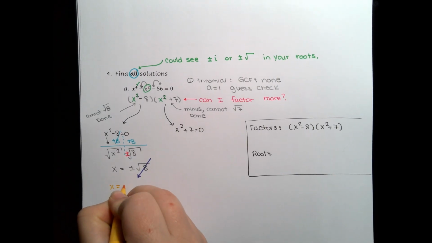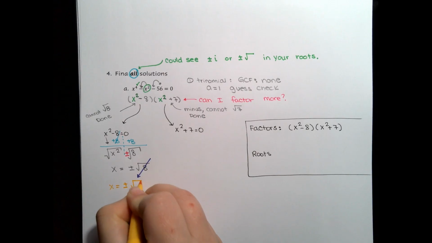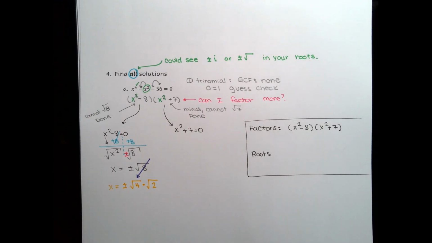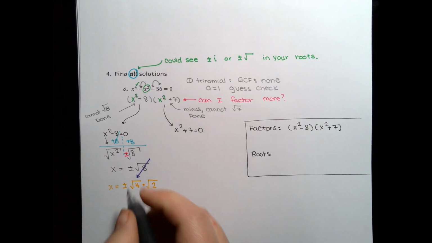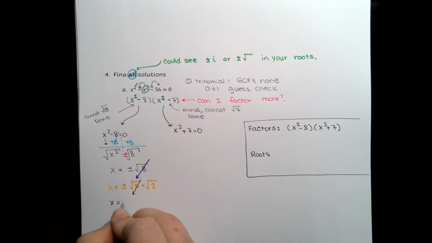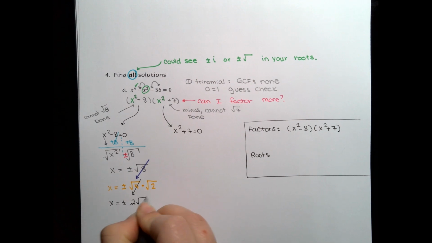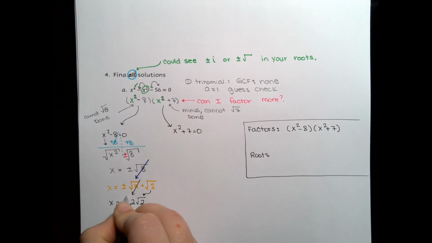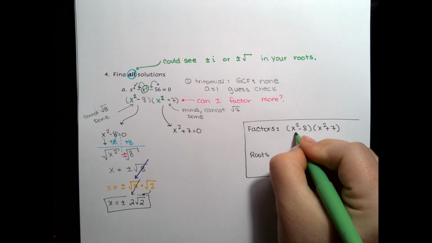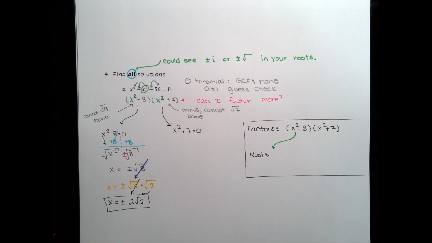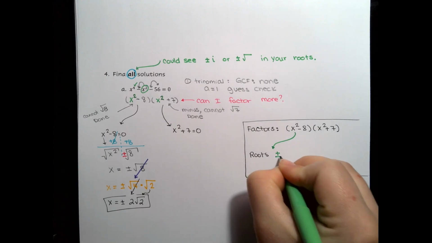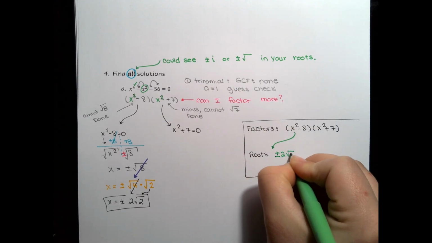So we have plus or minus, we're going to break apart 8 into 4 times 2 because 4 times 2 is 8. But the reason I'm choosing to use 4 is because I can take the square root of 4, which is 2, and then have my root 2 left over. So going into our answer box, for my factor of x squared minus 8, my roots are plus and minus 2 root 2.